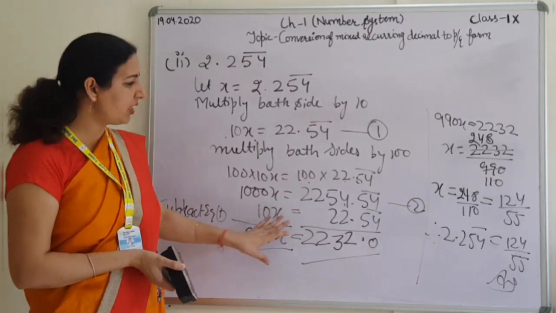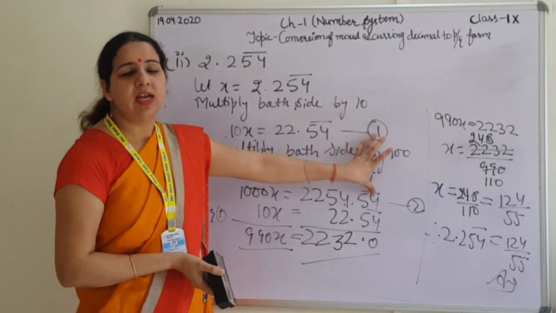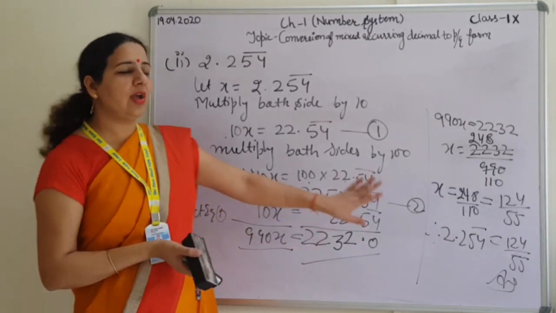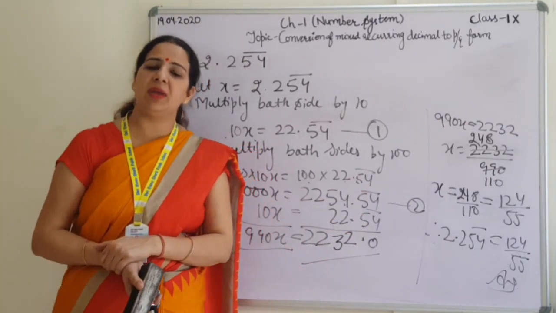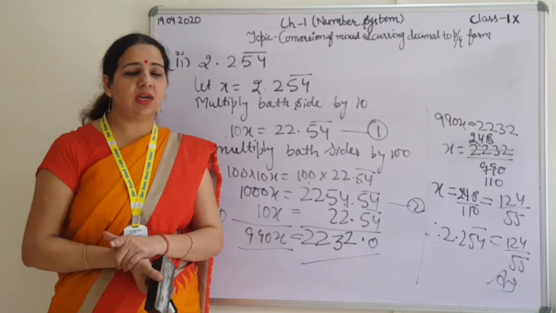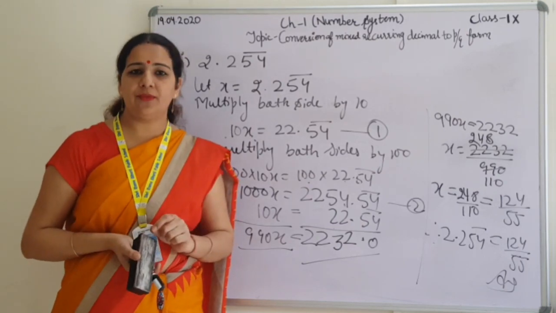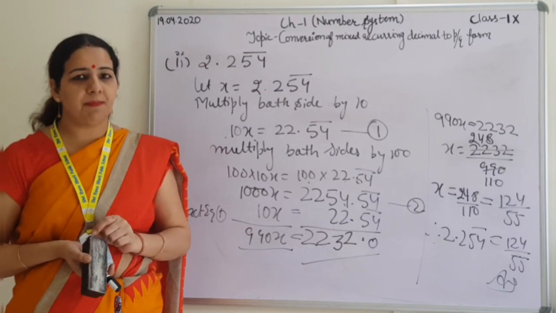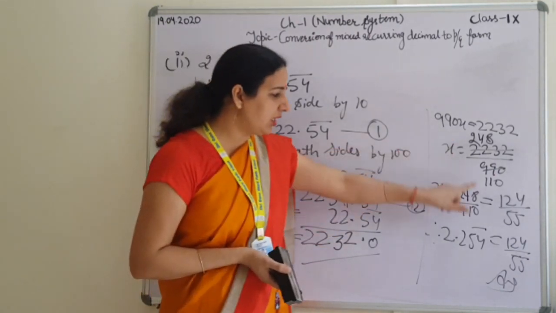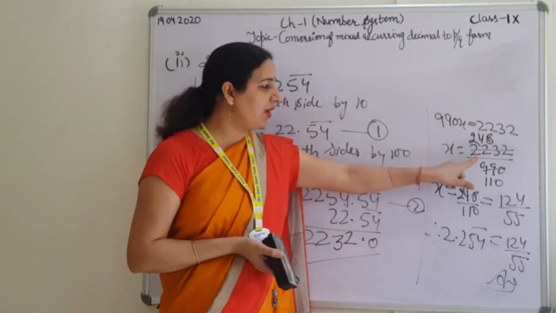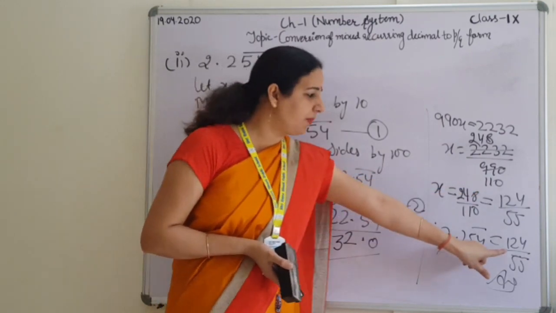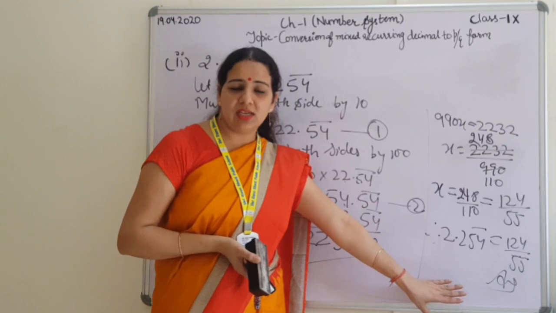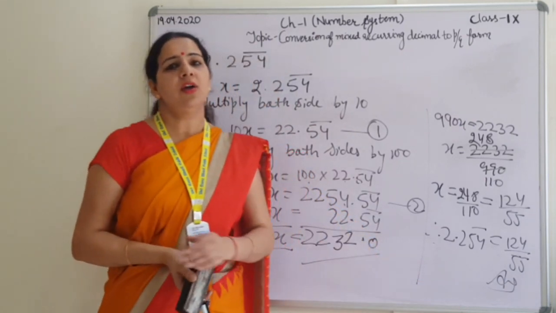After multiplying both sides by 100, we get 2 equations. Subtract equation number 1 from 2. When you subtract it, your answer will reduce to the form of P by Q. And just listen to this point very carefully. If at the end the P by Q form is not in the simplest form, then reduce it to the simplest form. Our answer will not be this. Our answer should be 124 upon 55. So this is how you have to solve the question.